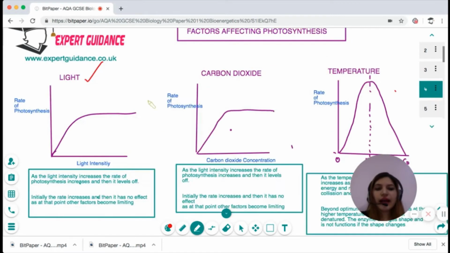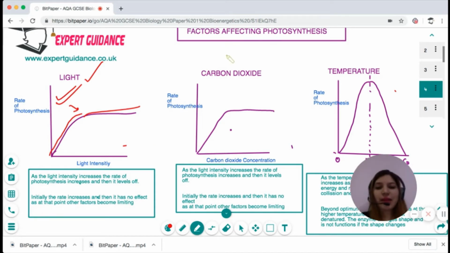Okay, now how does light affect the rate of photosynthesis? As the light intensity increases, the rate of photosynthesis increases up to a point and then it levels off. Why is that? Because further increasing light beyond a threshold can make other factors limiting. Like if the light increases too much, maybe that can increase the temperature. So high temperature can then be a limiting factor.